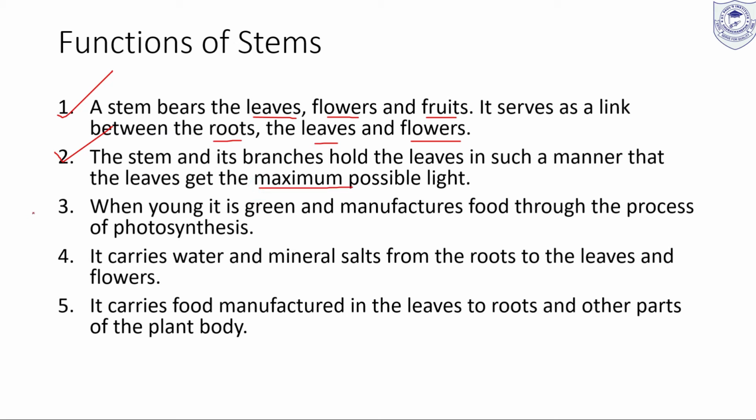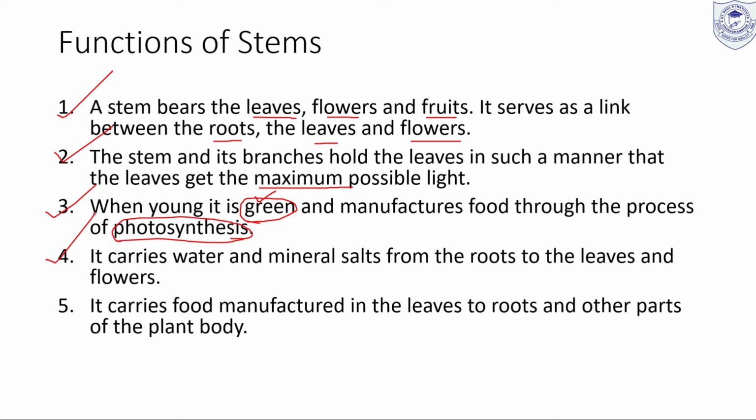Okay, third function. When young, it is green and manufactures food through the process of photosynthesis. Okay, so the stem, when it is young, will be green in color. Okay, that means they will have chlorophyll in them, so they will prepare food, and the process of manufacturing of food, we call it photosynthesis.